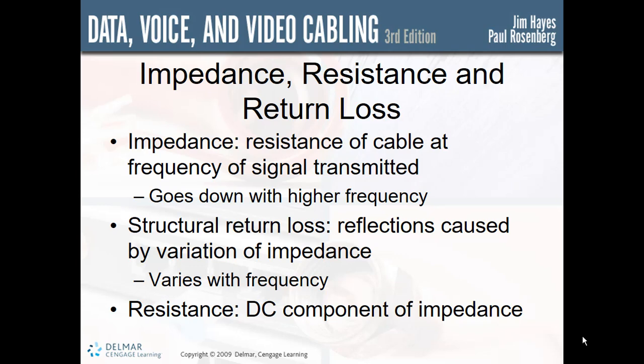Cable, connectors and other hardware for high-speed networks are designed to have very consistent impedance to prevent reflections. So for cable, that means having the size of the conductors, the twist of the pairs, and insulation materials carefully controlled. The term structural return loss is used to refer to the reflections caused by variations in the impedance of the cable itself along its length.